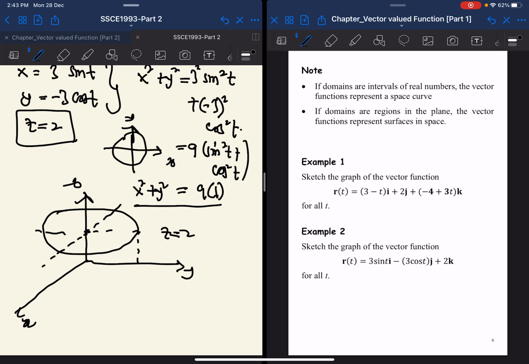First thing first, the new axis. For the previous example, our new axis was at the plane y equal to 2. Now our new axis should be in this plane, at z equal to 2. So this is actually the new axis. This one is 2 here. We know that it's actually a circle with radius 3.